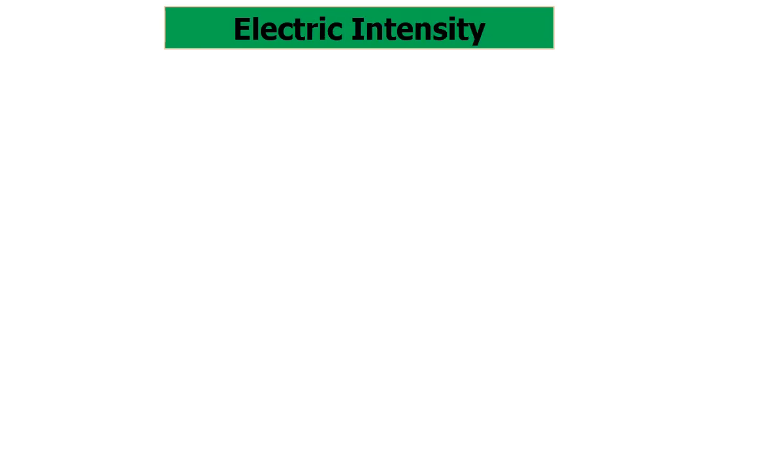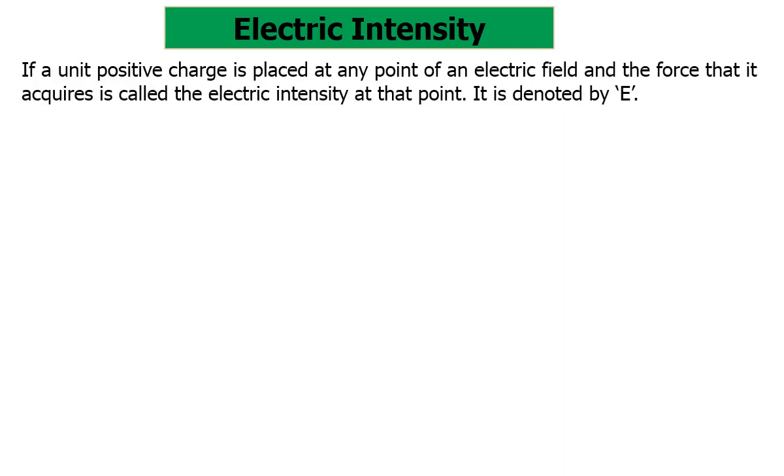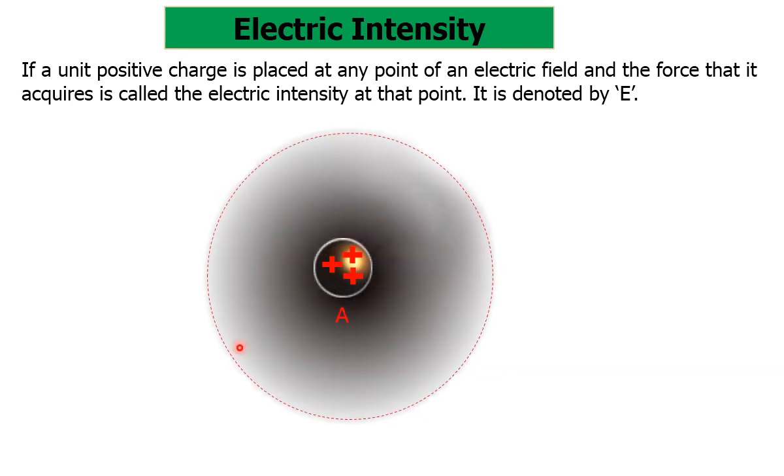Now we'll talk about electric intensity. The definition of electric intensity is, if a unit positive charge is placed at any point of electric field, then the force that is acquired is called electric intensity. It is denoted by E. And you can see the figure, there is a positive charge and it has an electric field, and in the electric field the charged body A influences the other body.